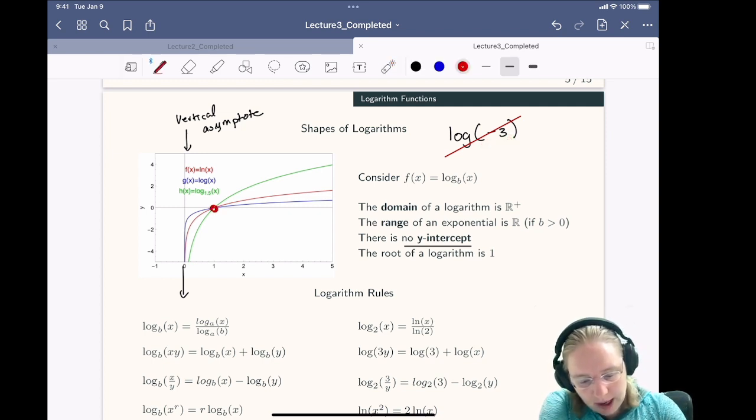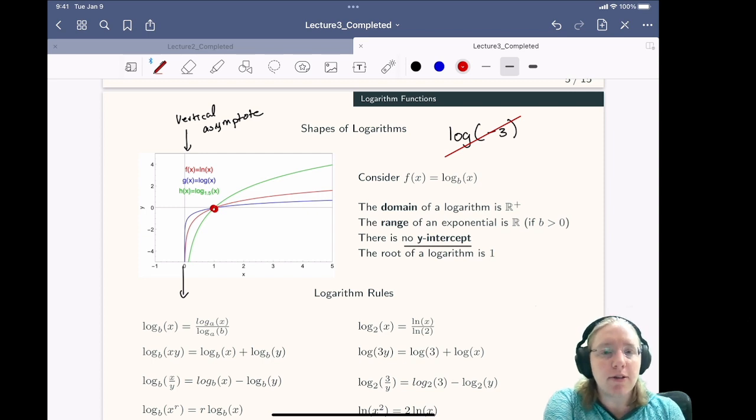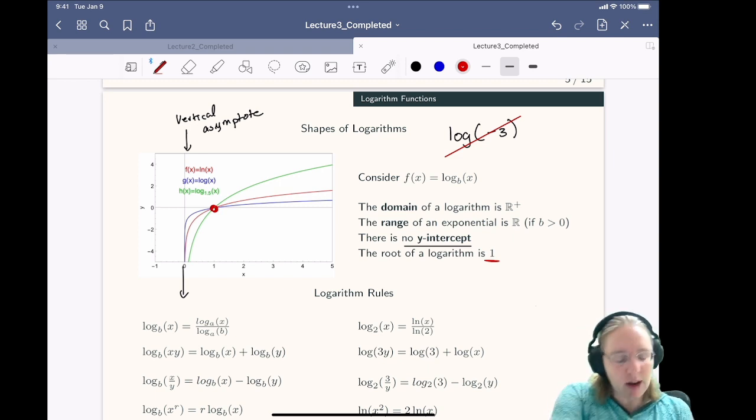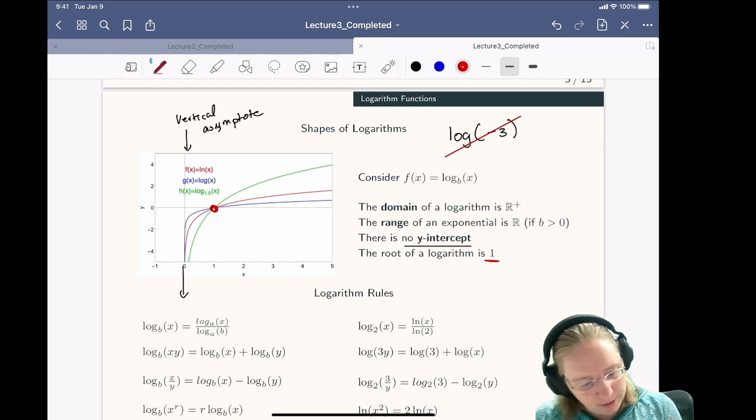Similarly, we have an intersection here, a root of 1. So just like the exponential has a y-intercept of 1, now we have a root of 1. And the range of the logarithm, so the values on the y-axis it can take on, are everything from -infinity to positive infinity.